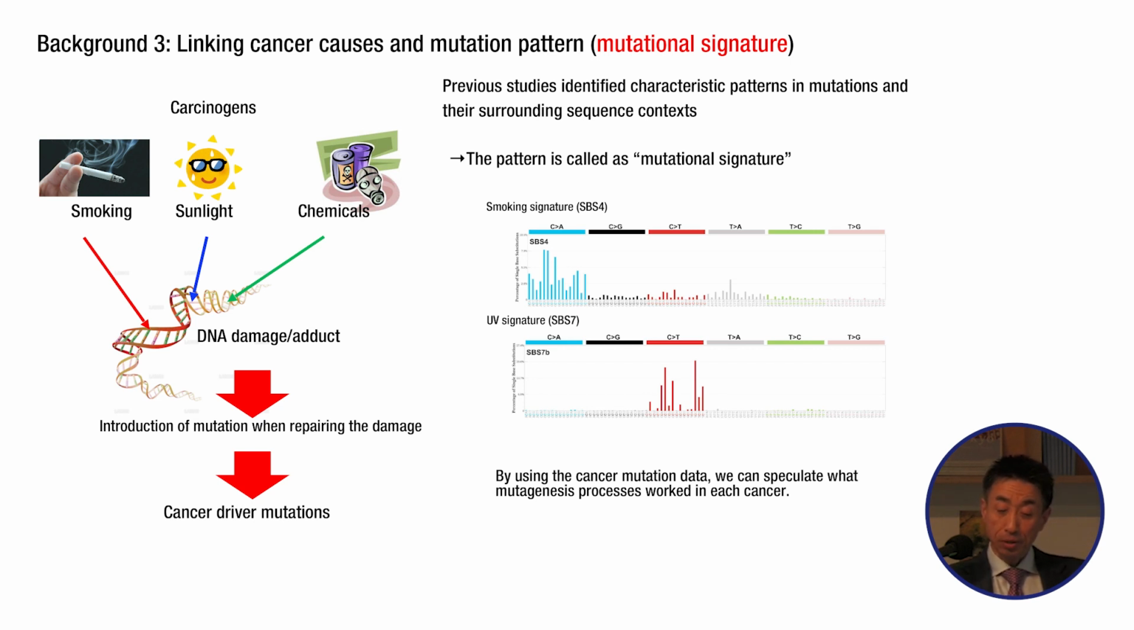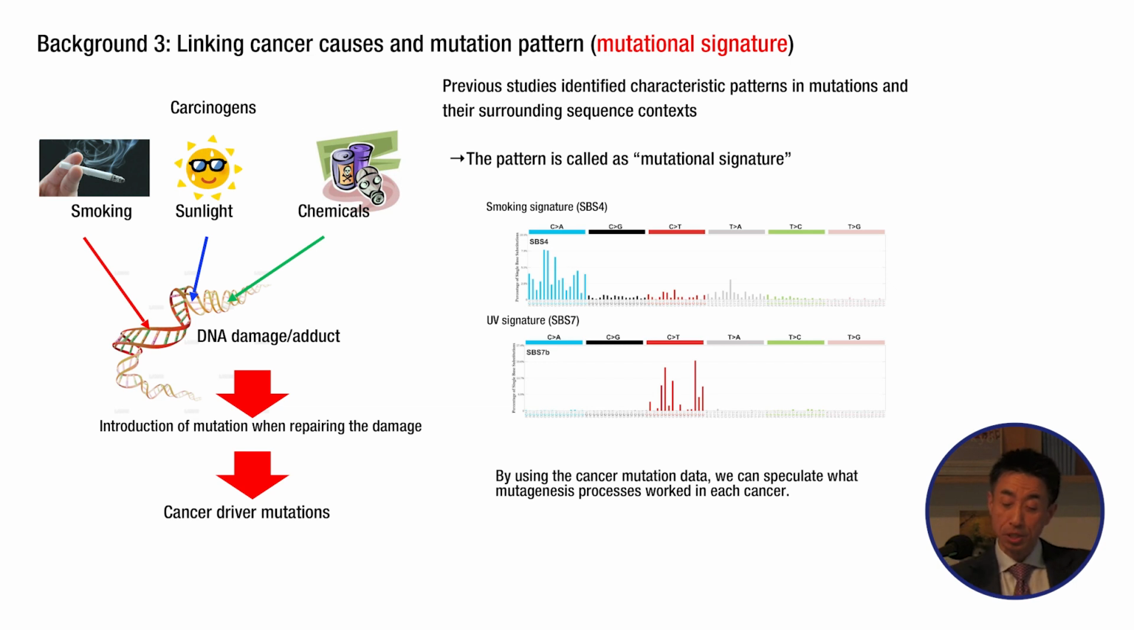Here are some examples of signatures. This is the smoking signature, caused by smoking carcinogens. It is predominantly C to A substitutions. And this is a UV signature, from exposure to UV. It has a different context, with C to T substitutions dominant. So based on these different patterns, if you sequence a cancer, we can tell whether it is caused by smoking or by UV exposure.